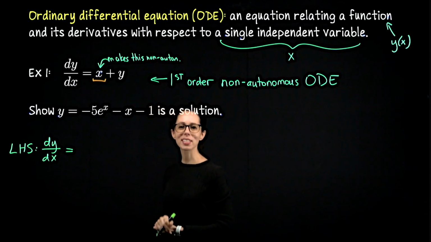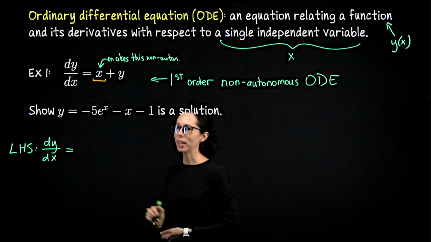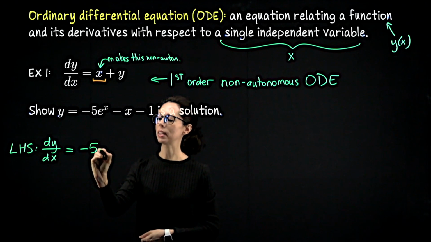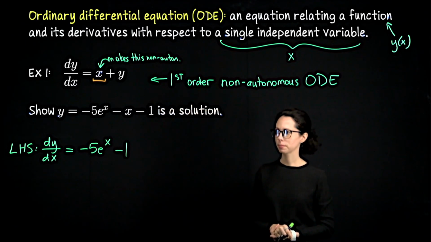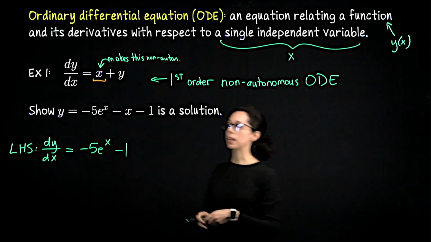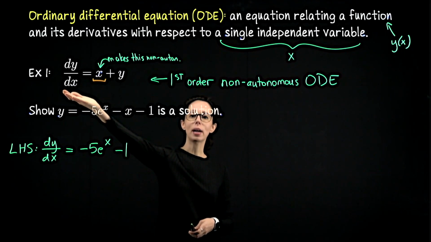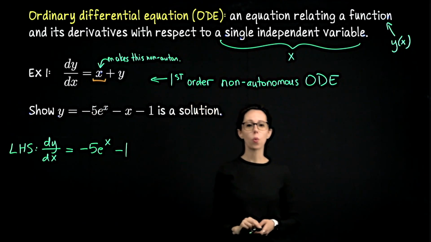Well, if we differentiate the left-hand side, we get dy dx. Differentiate the right-hand side, and we get negative 5 e to the x minus 1 minus 0. Okay, so that was the left-hand side of the differential equation. So I computed dy dx given that y has this form.